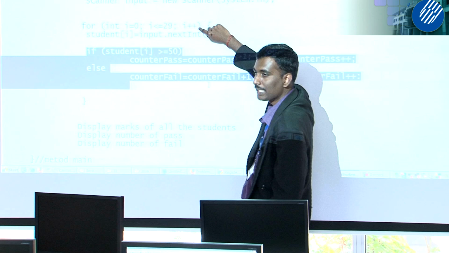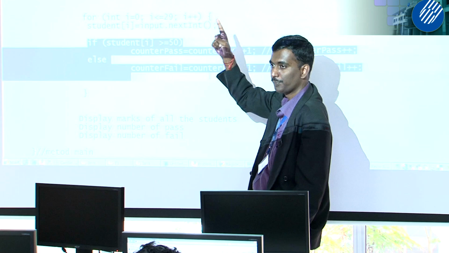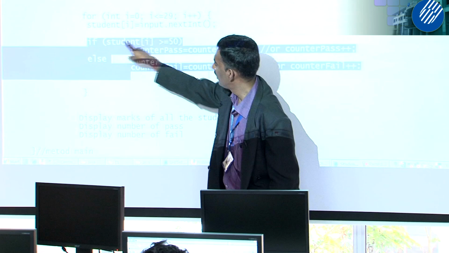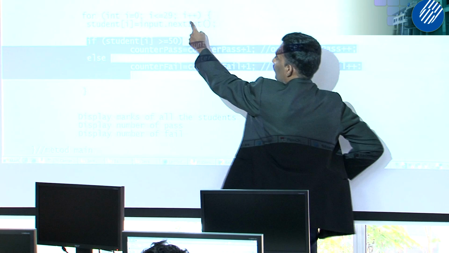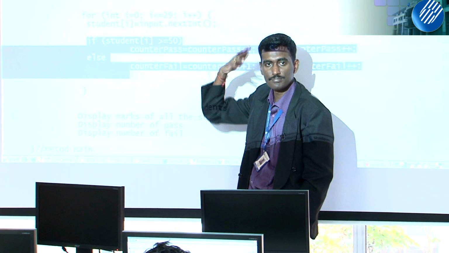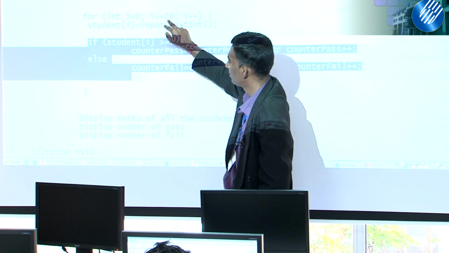Now i becomes 2. Initially 1, so plus means add 1, so 1 becomes 2. Is 2 smaller than 29? Yes, true. Then we go again, get the marks, do some checking here. Go up. It was 2 before, now 3. Still true, because 3 is smaller than 29. Go in, get the marks, same process, go up. 3 becomes 4. True. So you do the process again.